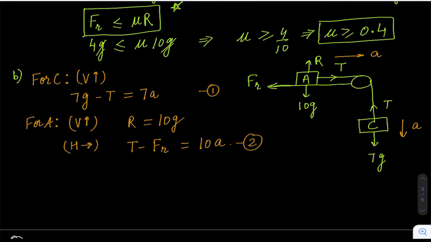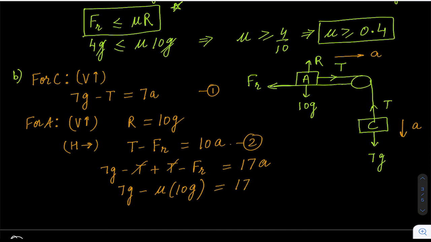So we have to find the value of mu, and we know that if the system accelerates, then frictional force will be maximum, that is mu times R. So let's add the first and second. If you add first and second, what will you get? 7g minus T plus T minus Fr. Why we are adding is so that T gets cancelled. So 7g minus, this gets cancelled. Friction force is mu times R. R is nothing but 10 times g, which is equal to 17 times a.